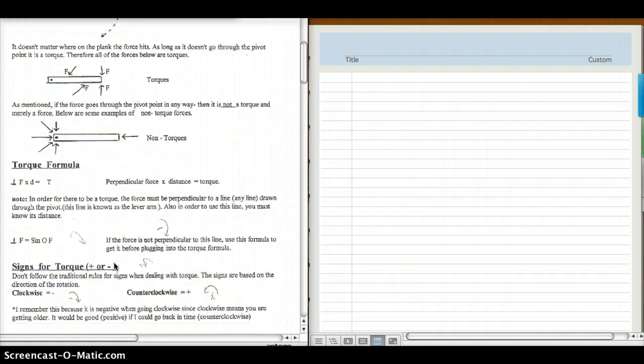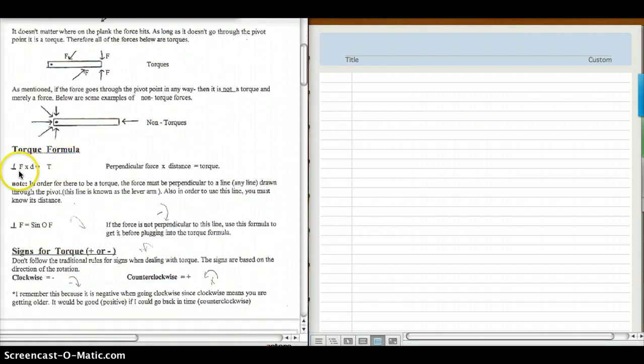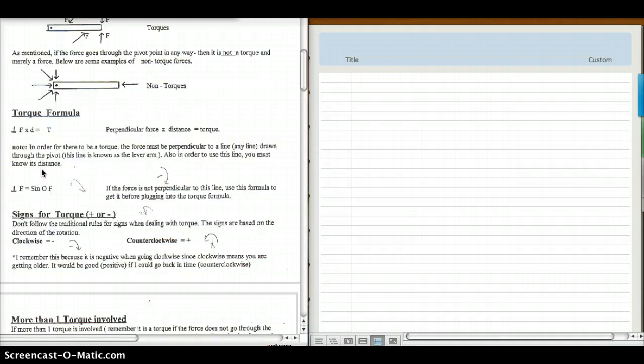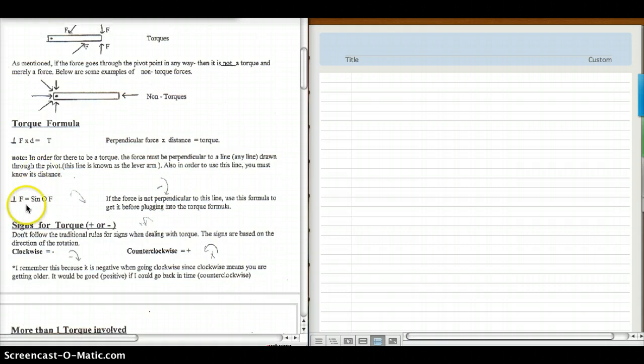You definitely need to know these formulas for torque. That's extremely important. Basically, the perpendicular force times the distance is equal to the torque. In some cases, you'll have a different setup, so let me draw an example.